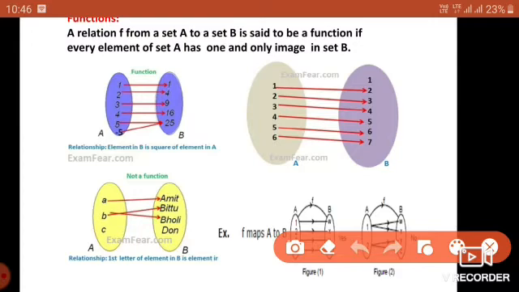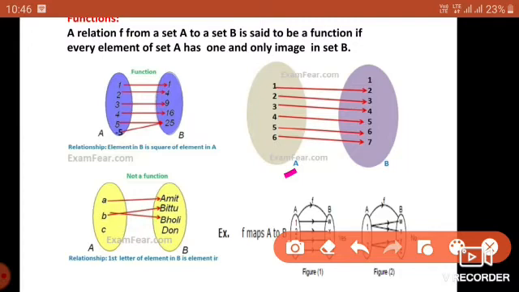See the second one. The first set A has 1, 2, 3, 4, 5, 6. Here also 1, 2, 3, 4, 5, 6, 7. See, all the elements of the set, that is 1 to 6, have one and only one image in B. So, this is also a function.